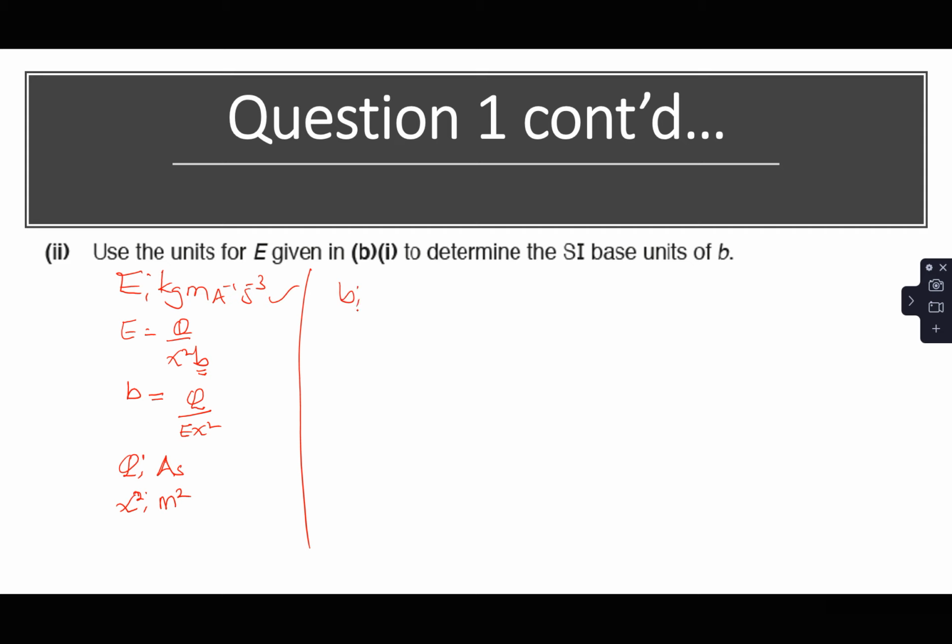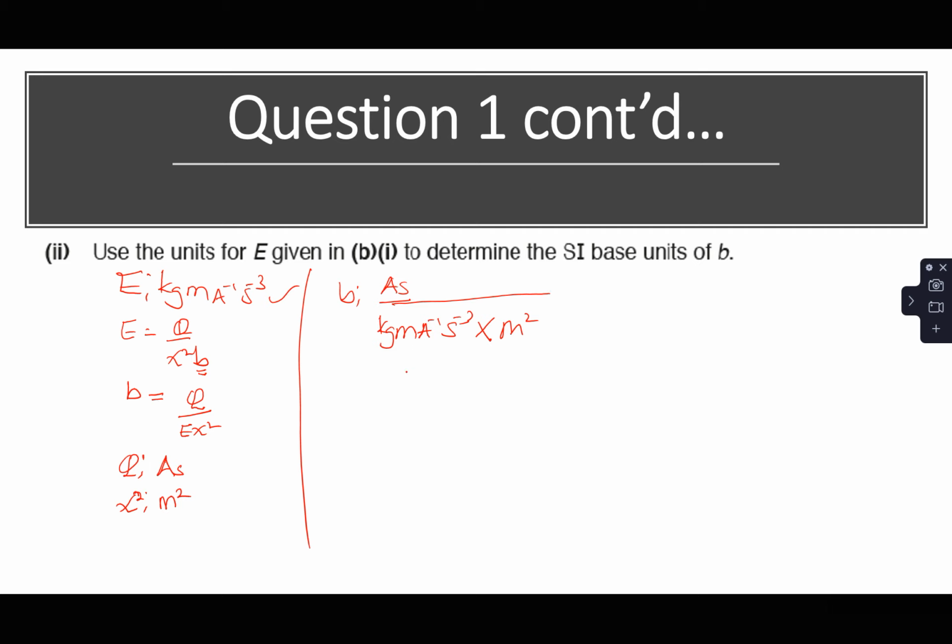So the base units of B will be equal to the base units of Q, which are ampere seconds, divided by the base units of E, which is kilogram meters per ampere per second cubed, multiplied by meters squared. Those will be the base units of B.